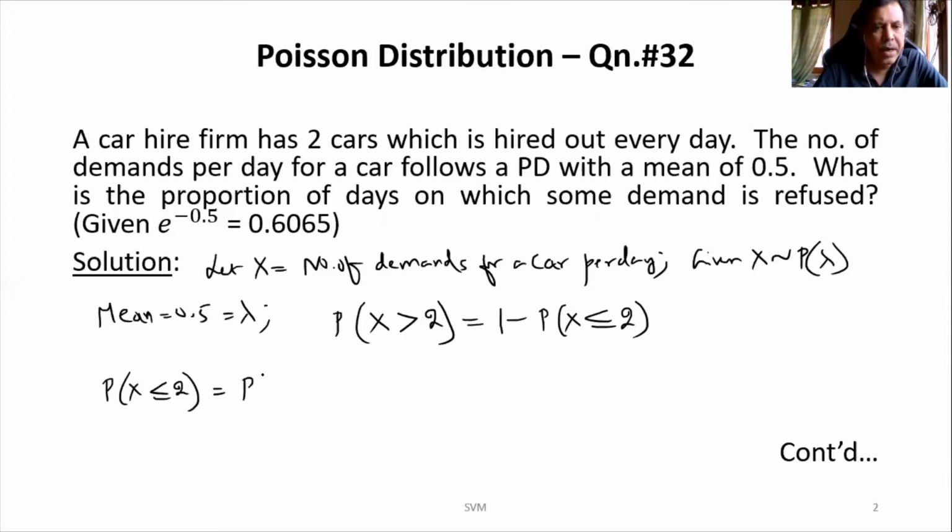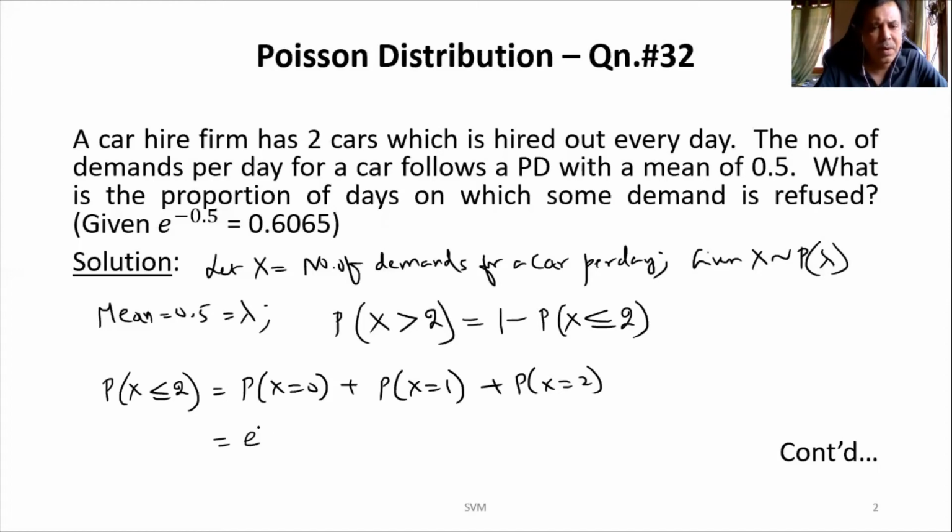It is probability of x is equal to 0 plus probability of x is equal to 1 plus probability of x is equal to 2. We have to evaluate this. Now, we can apply the Poisson's probability mass function and then substitute wherever x comes as 0.